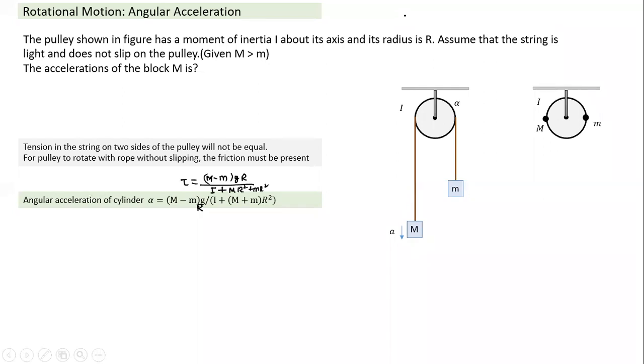Acceleration, rotation about a fixed axis of rotation. I'll stop here for today.